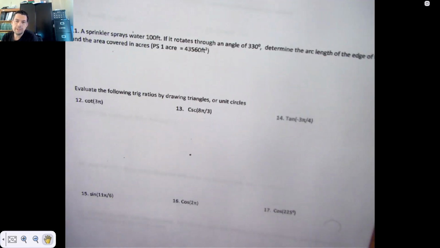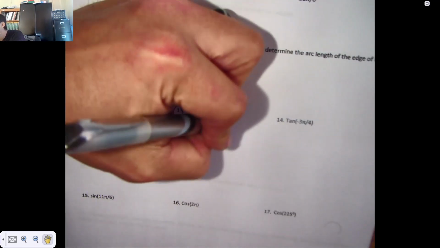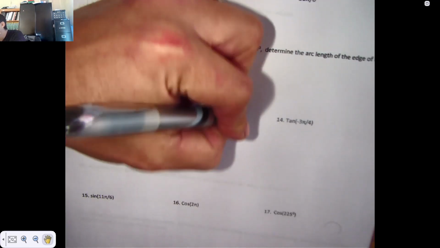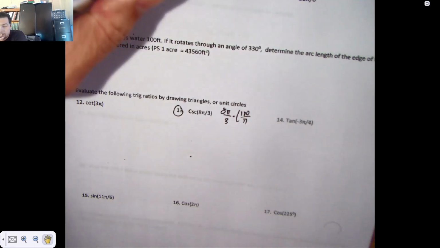Let's see here. Evaluate the following trig ratios by drawing triangles or unit circles. So here's cosecant of 8 pi over 3. Now 8 pi over 3, you're going to have to probably convert to a degree. You're going to multiply it by 180 over pi. And what are you going to get here? You should get 480 degrees.